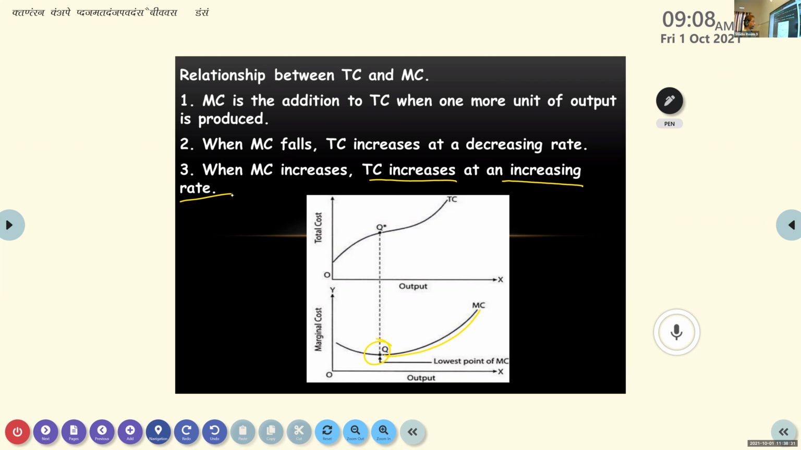At an increasing rate. So after this point, MC increases. What happens to TC? TC is always increasing, but in the second stage, you can see it is increasing at an increasing rate. Next one.